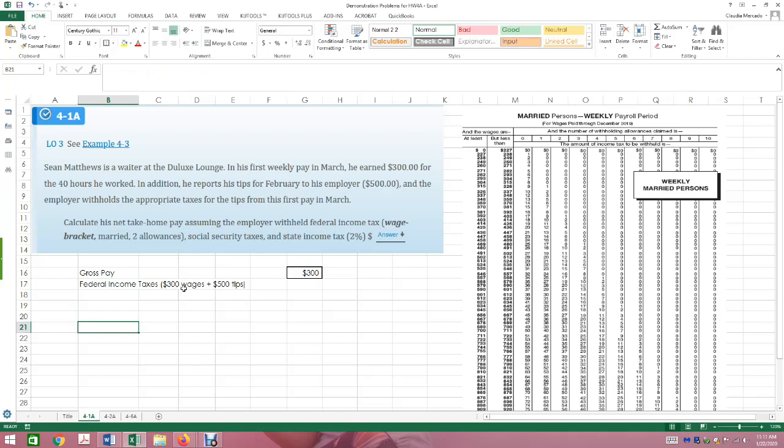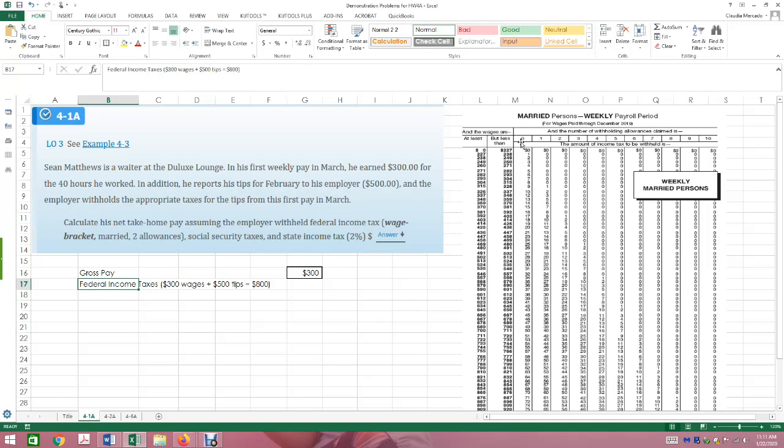I am going to look at the figure of $800, because that is the amount that we are going to be withholding taxes on. It says here that we are going to withhold the appropriate taxes for the tips from this paycheck. So what I'm going to do is look at my tax table. I've already identified and screenshot the table that we're going to be using.